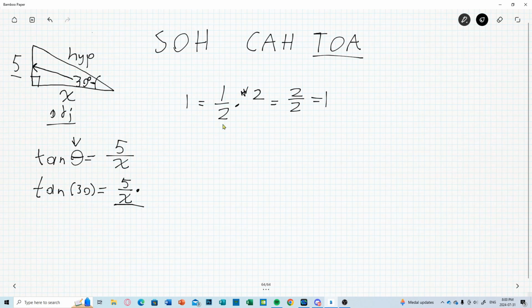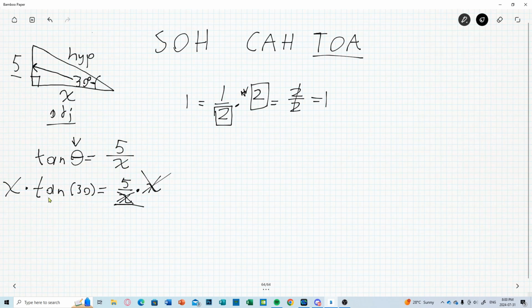So what we need to do is, whatever we see in the denominator that we want to get rid of, which is the x in this case, we have to multiply it by an x. So we have an x here, and we have to multiply it by x here. And this will cause these two x's to cancel each other out, just like how the 2's would cancel out to give us the 1. And now we have x multiplied by tan 30 is equal to 5.